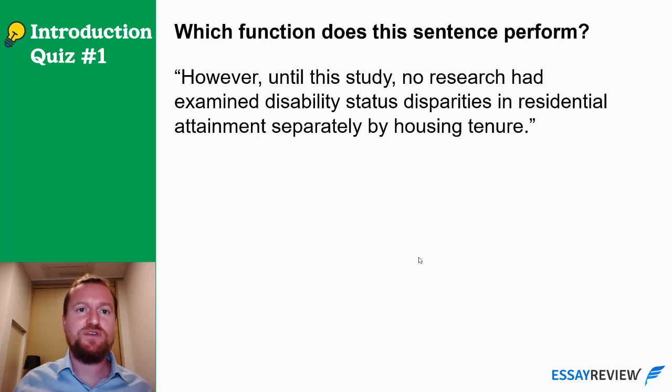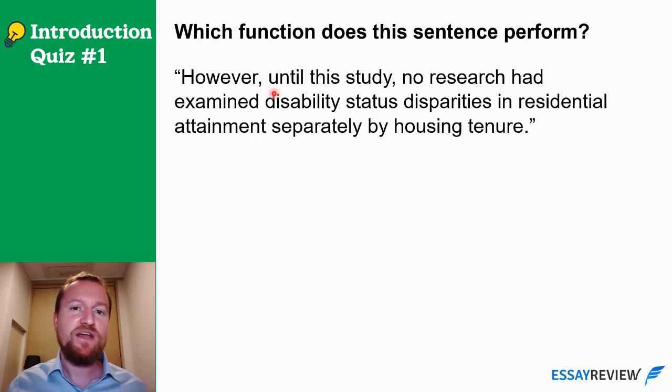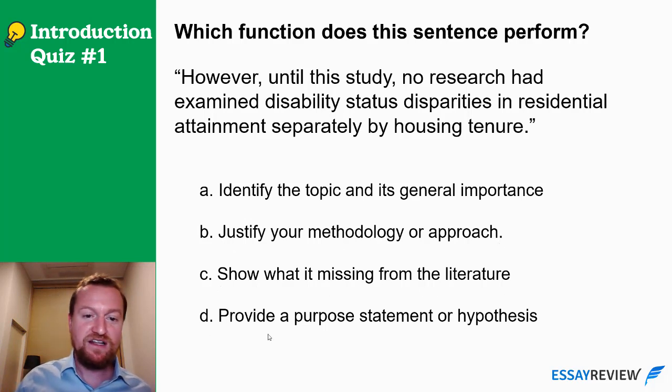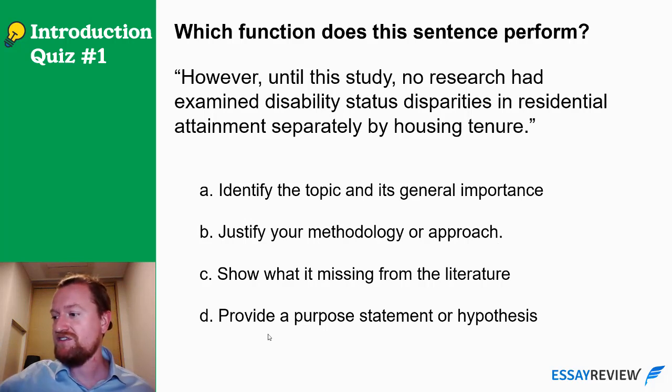Okay, let's take a short quiz now. So what function does this sentence perform? However, until this study, no research had examined disability status disparities in residential attainment separately by housing tenure. Is this identifying the topic and its general importance? Is it justifying the methodology or approach? Is it showing what is missing from the literature? Or is it providing a purpose statement or hypothesis? I'll let you think about that for 5 seconds.